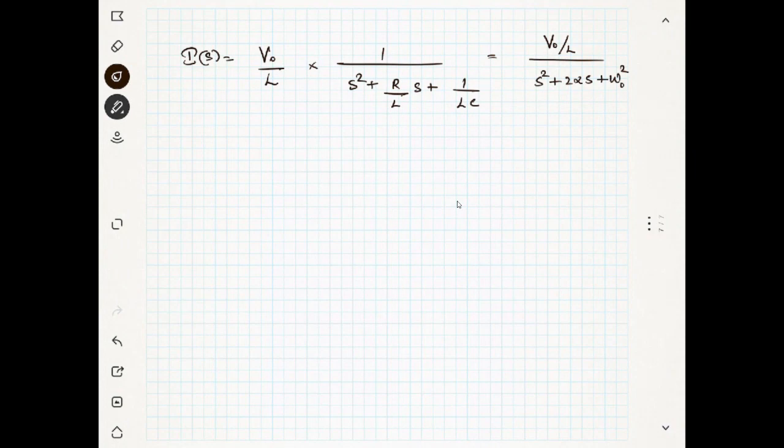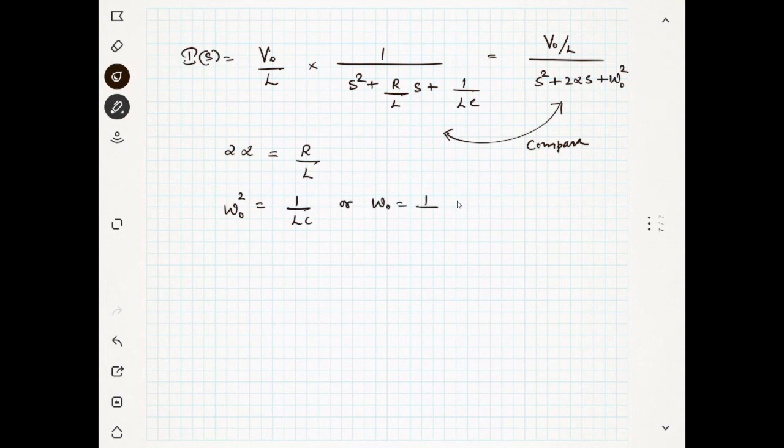Okay, I am going to write in this form. If I compare these equations, what is 2 into alpha? 2 into alpha is R by L. And what is my omega naught square? It is 1 by LC, or omega naught is equal to 1 by square root of LC. Okay, these are all my conditions.